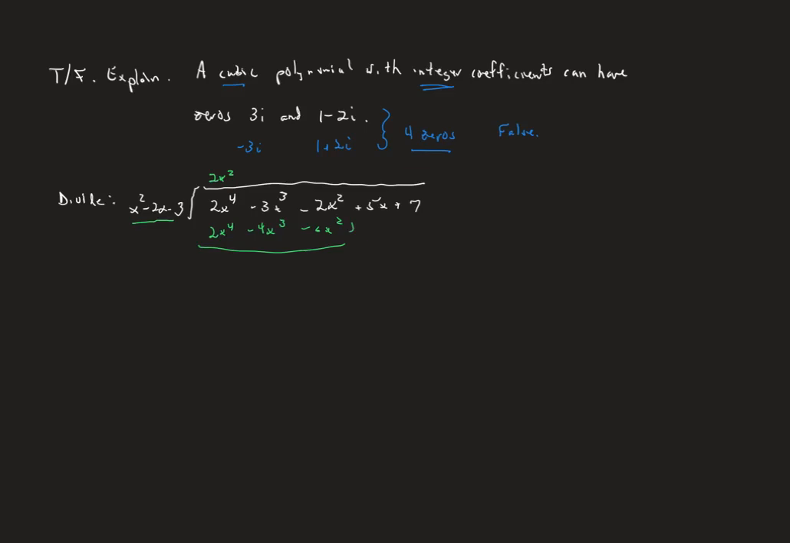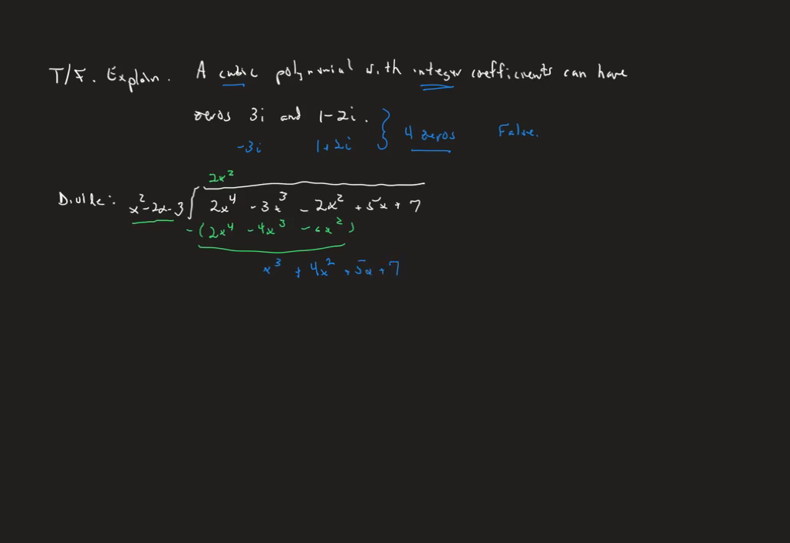We're going to subtract that quantity, so the 2x to the 4th minus 2x to the 4th drops out. The negative 3x to the 3rd minus a negative 4 becomes a plus 4x to the 3rd, so we're going to get an x to the 3rd down below here. Negative 2x squared minus a negative 6x squared is going to be a plus 4x squared, and then the 5x and the 7 will come down.